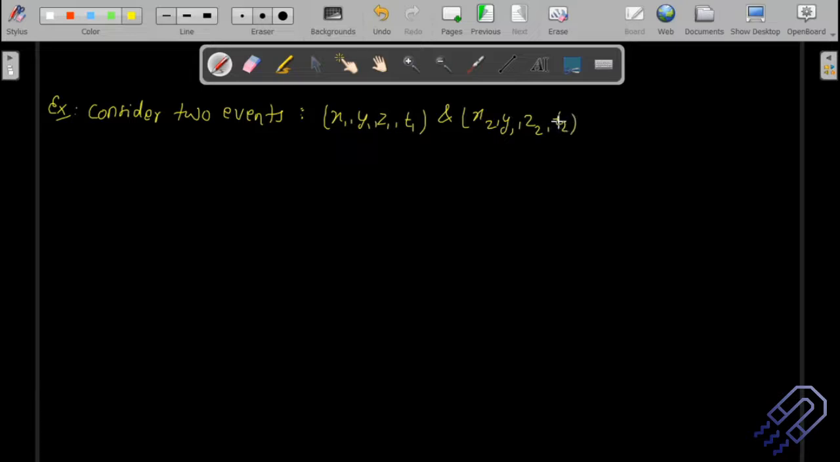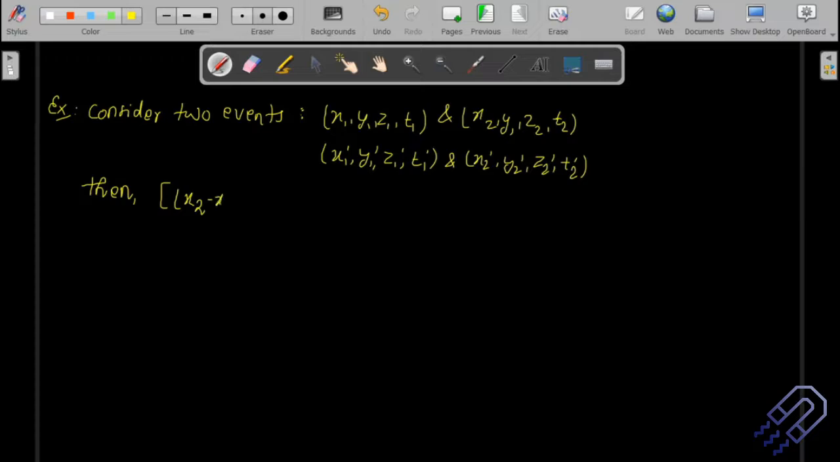So please understand the question. Understanding the question is very important. If you get the question, I think it will be more easy. Technique I've already told you. And then this is x1 prime, y1 prime, z1 prime and t1 prime. Okay, and this is x2 prime, y2 prime, z2 prime and t2 prime. Okay, so we have got these two events, and then the question is, check this out.